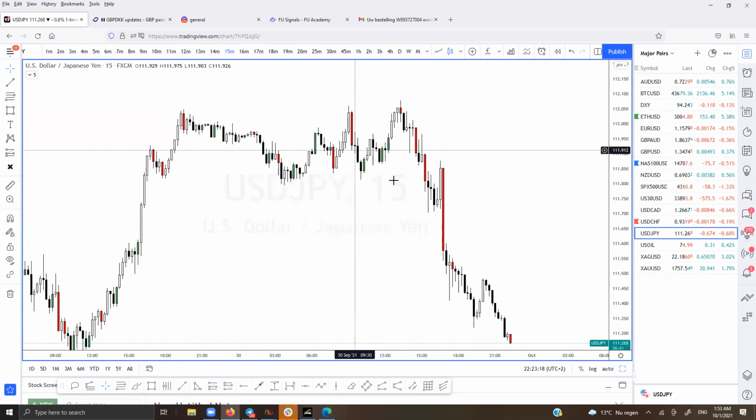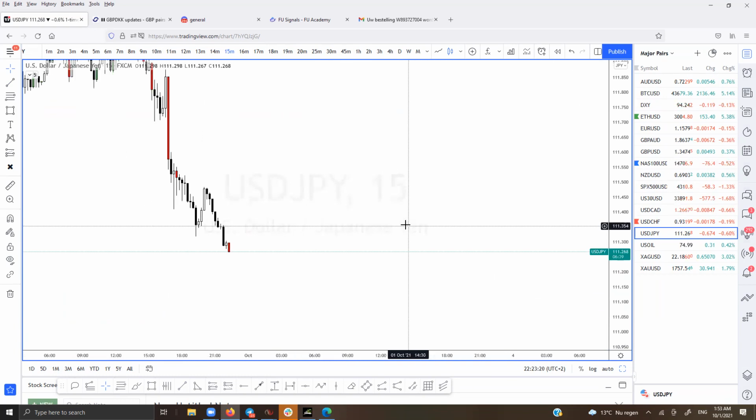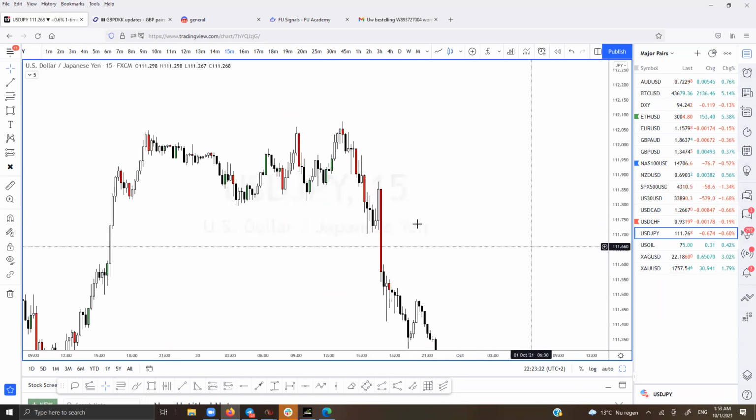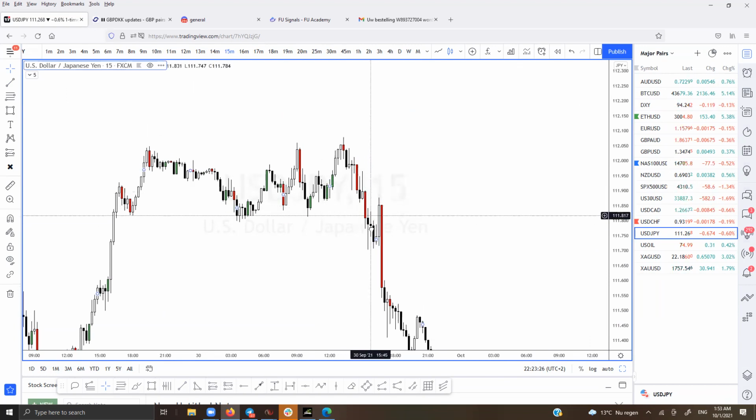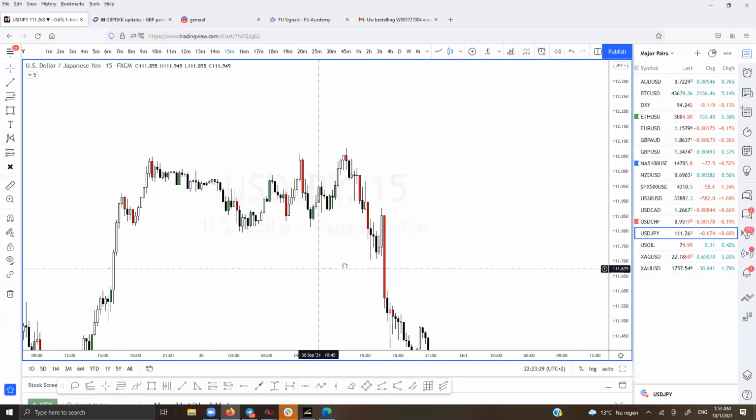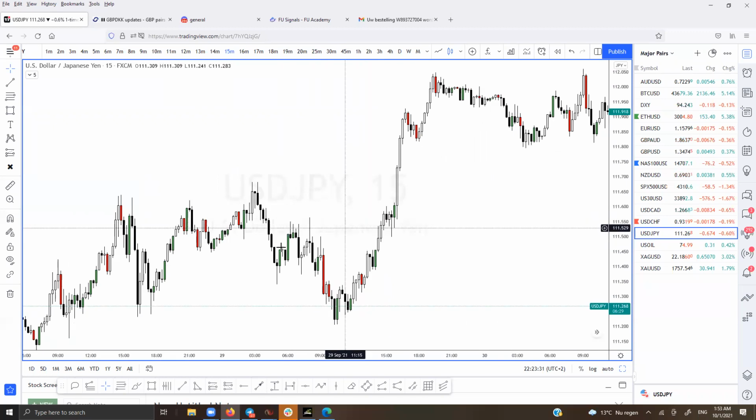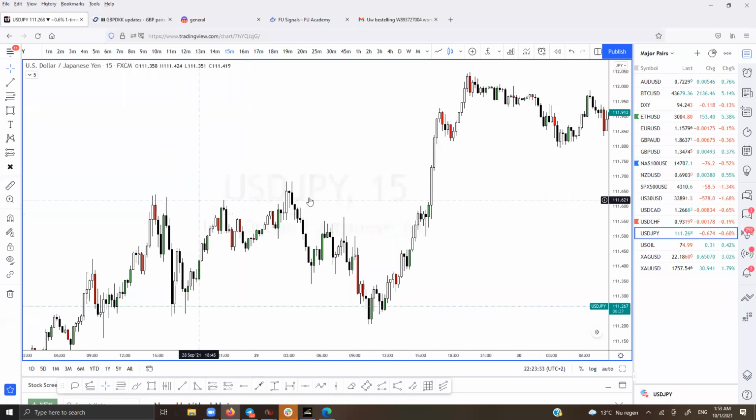USDJPY also yesterday was there. I found a trade, or today also there yesterday. Yeah, these movements are very powerful when you see these gaps. Yeah, I will say this one.